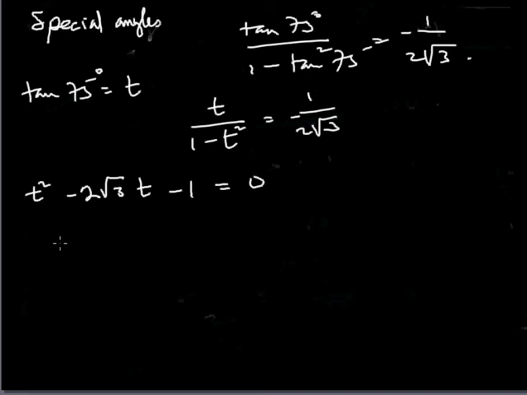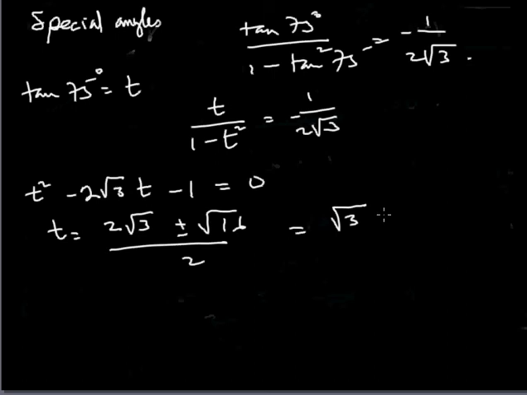So when we solve the quadratic equation, it will give us this value: t is equal to 2 root 3 plus or minus root 16 over 2, which is the same thing as root 3 plus or minus 2. And then we know that tan 75 degree is equal to root 3 plus 2 or root 3 minus 2.